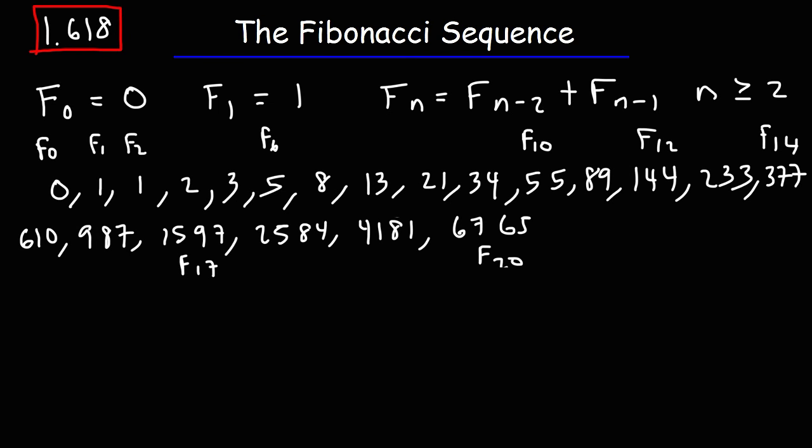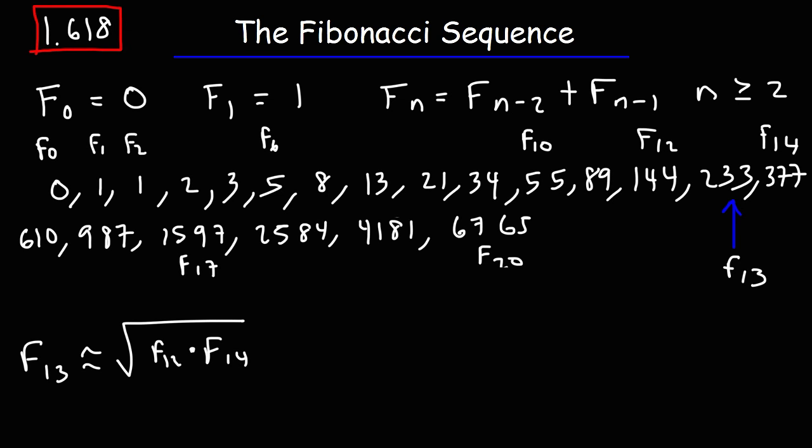For instance, let's focus on this number, f sub 13. F sub 13 is between f sub 12 and f sub 14. In fact, f sub 13 is approximately the geometric mean between f12 and f14, since the Fibonacci sequence approximates a geometric sequence when n is large.